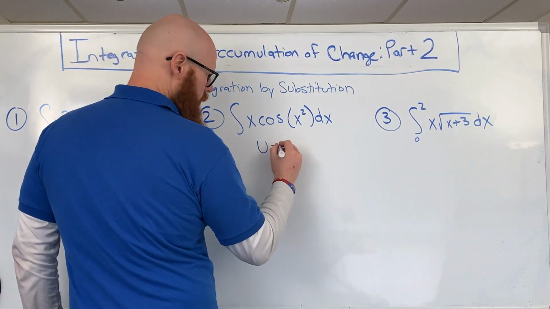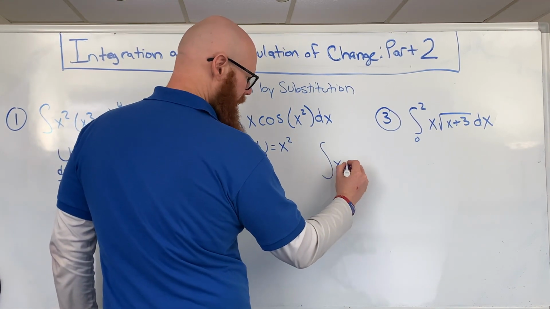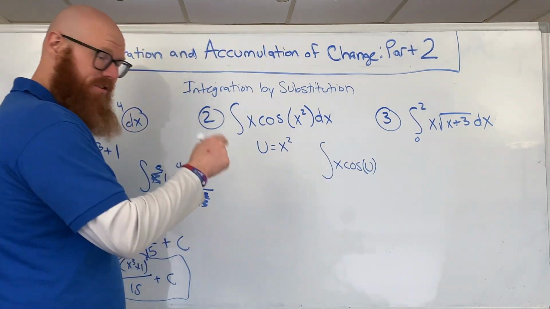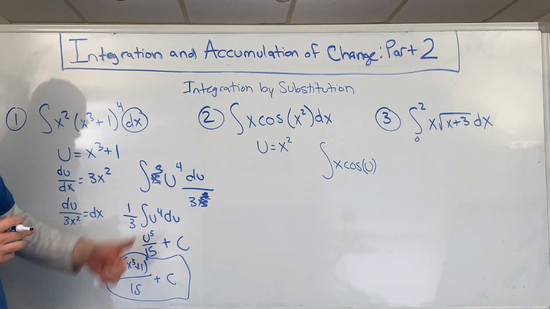We want u to be x squared in this problem. So if we go over here and we start to see what we have, that means we have a cosine u, all right? We're just going to have faith that eventually that x will be gone, and we can do the integral of cosine u just like we can do the integral of u to the fourth.